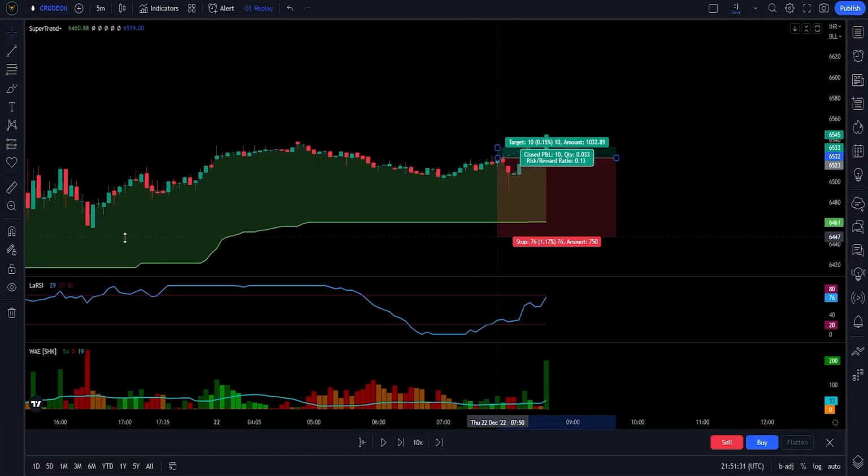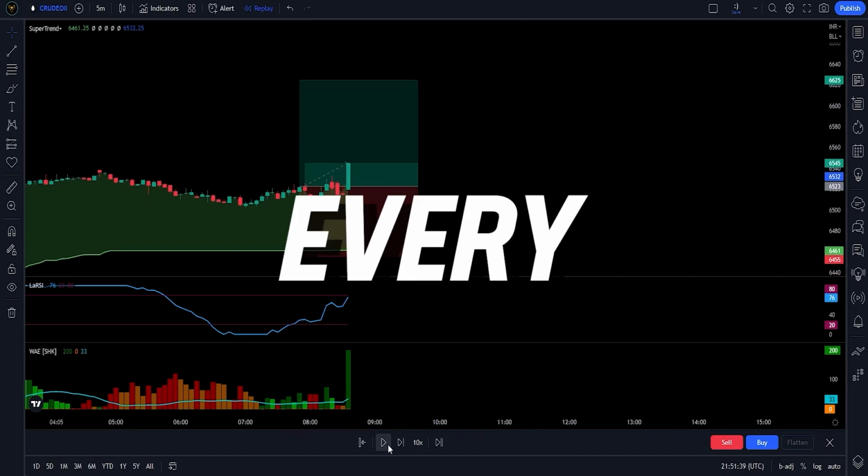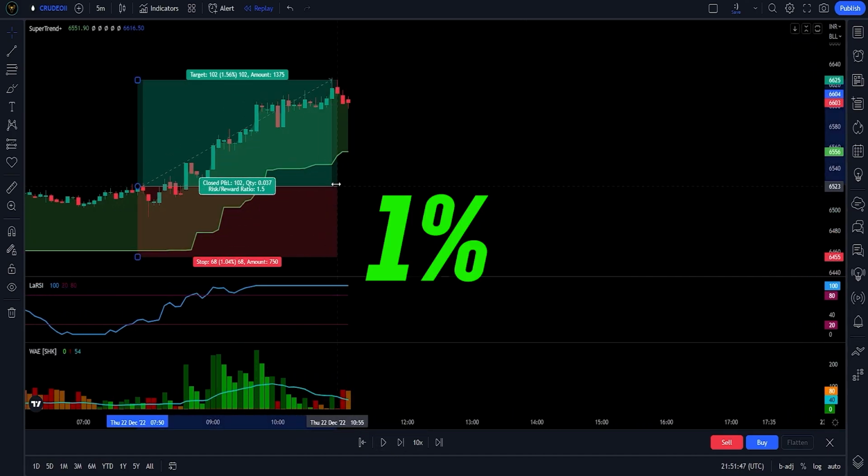The importance of backtesting is something I cannot emphasize enough, and I believe every trader should do it, because this is something that will put you into 1% of traders.